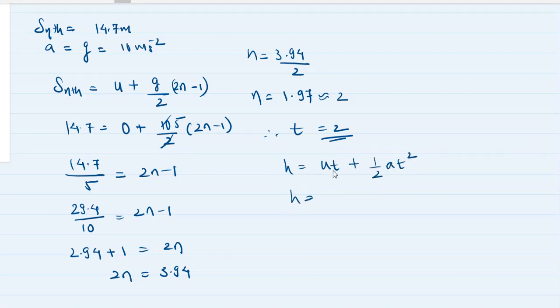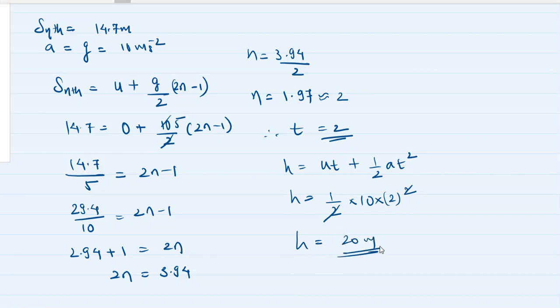So h is equal to, see, u is 0, so ut will become 0, plus half at square. Half into a, acceleration is 10, multiplied by t square, which is 2 square. So 2 gets cut with the square, and height is approximately 20 meter.